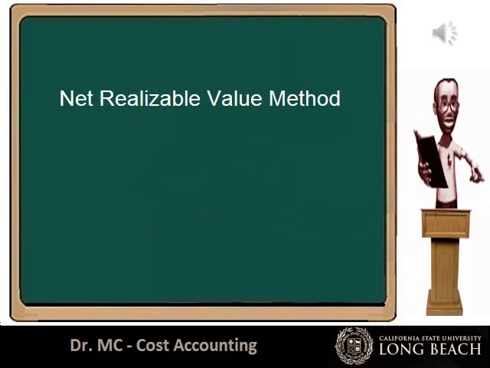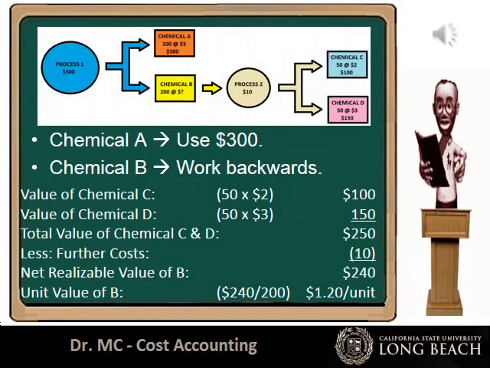We will now review the net realizable value method. With the net realizable value method, instead of looking at the value at the split-off point, the firm would look at the final value that the firm would get from selling the joint product. The firm would subtract from that value any additional processing costs that are incurred before the joint product is sold. With respect to our chemical example, the net realizable sales value is the same as the sales value at the split-off point, which is $300.